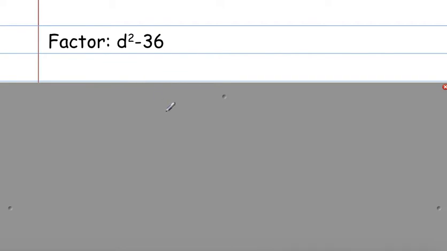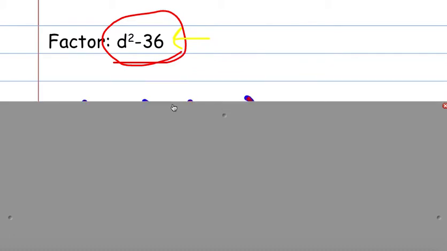Okay, so now we have d squared minus 36. So there should be like a lot of red flags going up because we don't have a trinomial right now. We only have a binomial since we only have two terms. So that should be kind of like a red flag. But we want to look at this and see what our numbers mean. So we have a d squared and we have a negative 36. So we should know from our perfect squares in our last unit that 36 is a perfect square. So we have a square and we have a perfect square, which is d squared.